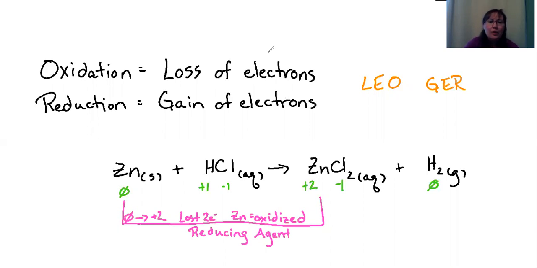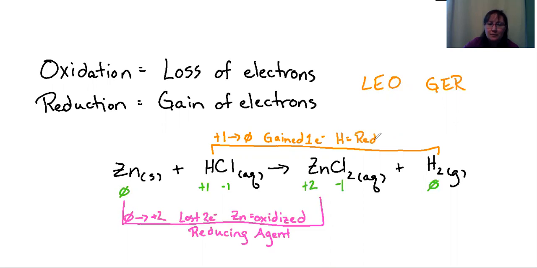All right, now we look for the other place where we can see a change, and we see that our hydrogen goes from +1 to 0. +1 to 0 means that we gained 1 electron. If we gained 1 electron, that's reduction. So that means that hydrogen was reduced, and hydrochloric acid is our oxidizing agent.